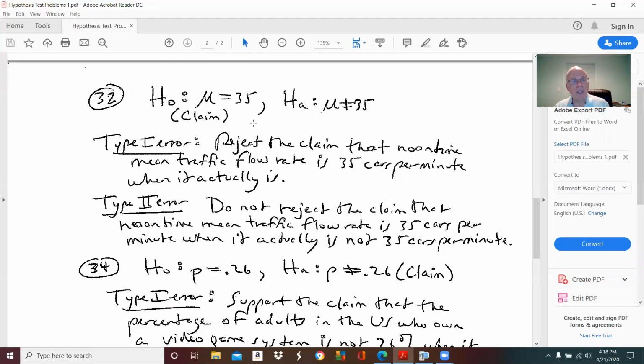So type 1 error would be, we're rejecting this claim, the null hypothesis that noontime traffic is 35 cars per minute, when it actually is. In other words, we're saying it's something other than 35. We have enough evidence to say it's something less than or greater than 35, but it actually is 35. That's a type 1 error. The type 2 error would be not rejecting the null. That is, we do not have enough evidence that it's different from 35, when in reality it is different from 35. That's the type 2 error.